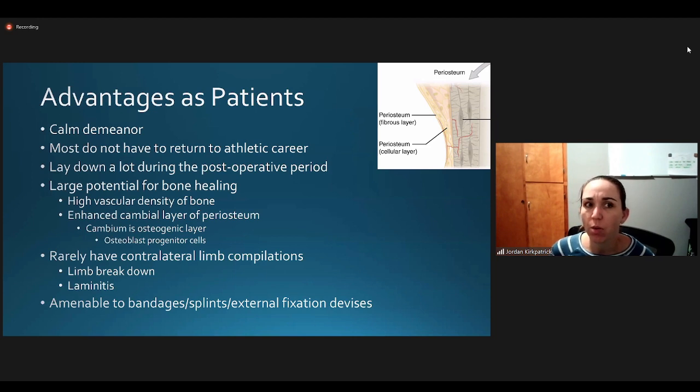They're also much more amenable to bandages and splints and external fixation devices than horses. So we have a lot more non-internal fixation, so external coaptation options to try to help these patients with their fractures than what we do in horses.